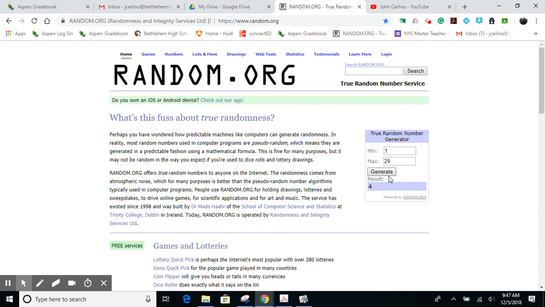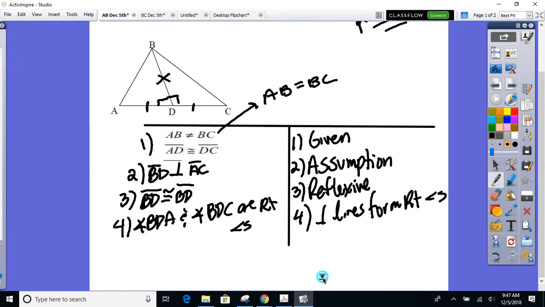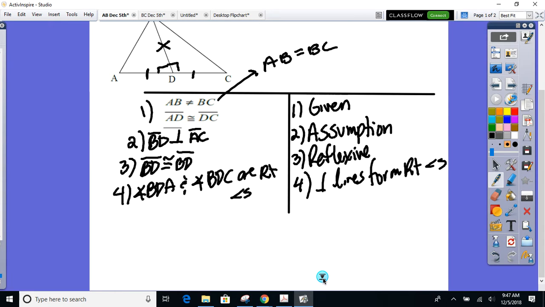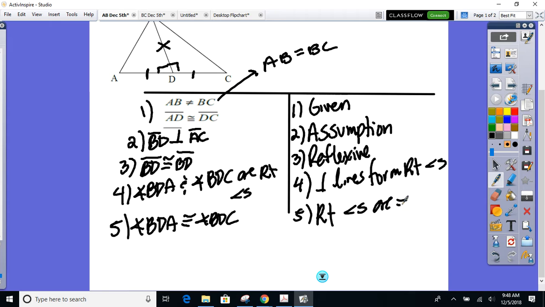Still not ready to prove the triangles congruent. Why not? Why am I not ready to prove the triangles congruent? I still have 2 sides. That's all I have. Oh, you need to say that the right angles are congruent. There you go. I need to say not only are they right angles in step 4, but those 2 right angles are congruent to each other. Now I think we have enough information to say the triangles are congruent.